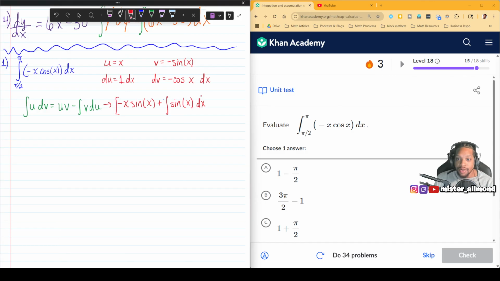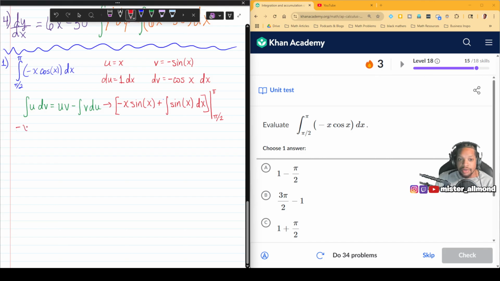Remember that this whole entire expression is from what? Pi over 2 to pi. We got to keep that in mind. All right, so the first term is good. The integral of sine is easy. That's just what? Negative cosine. Yeah. So this becomes this.